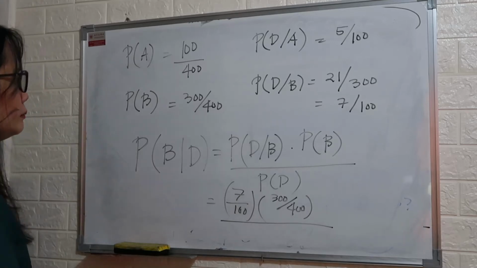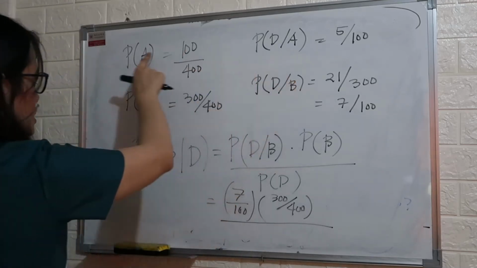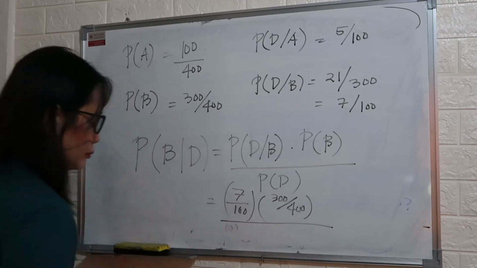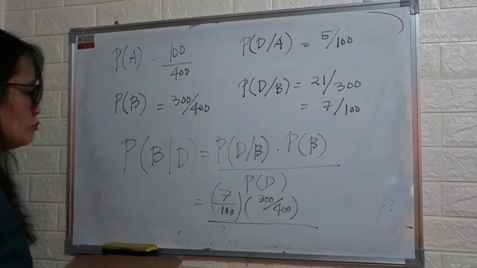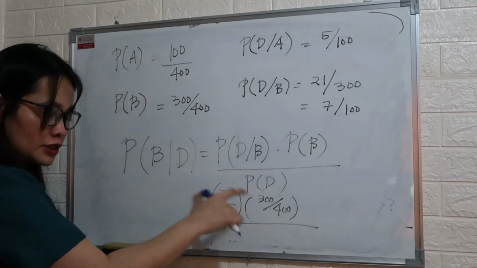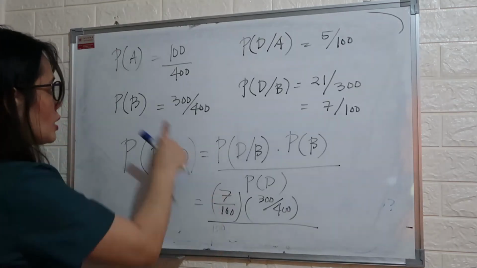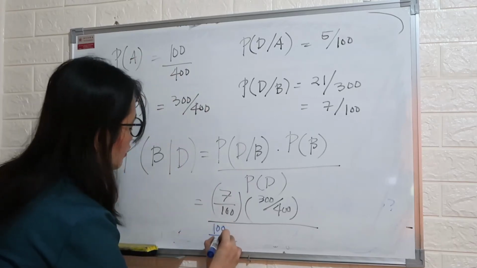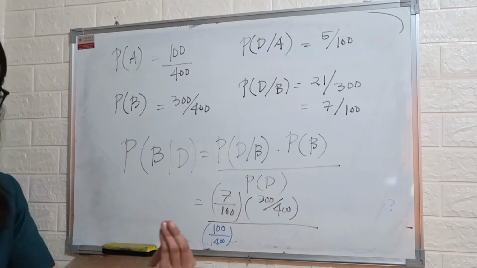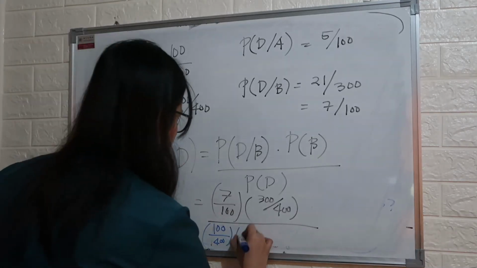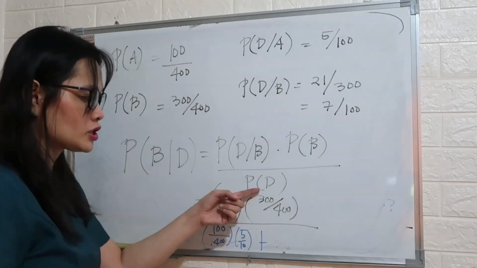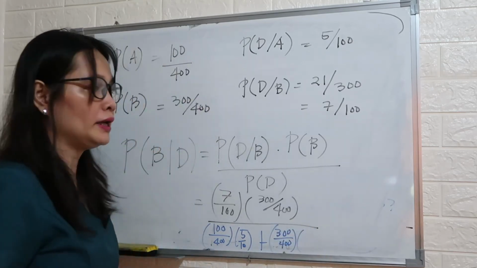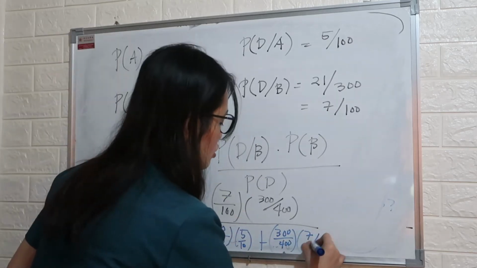So that will become, okay, the probability of getting the chips in company A, 100 over 400, multiplied by the defective came from A, so that will be 5 over 100, plus the chips came from B, so that will be 300 over 400 multiplied by the probability of getting defective in company B, that will be 7 over 100.